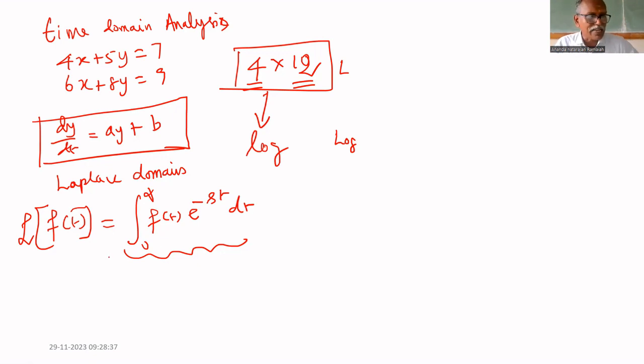For example, let us take that equation and find the Laplace transform. Before that, what is the time now?